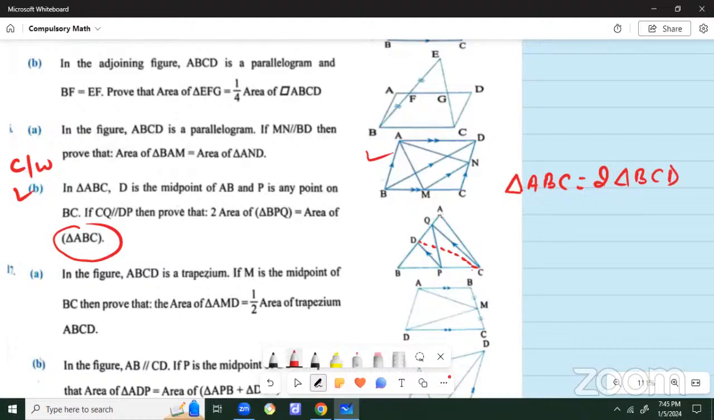Do you have any problem writing this one? Yes, sir. Can we write triangle ABC equals 2 times triangle BCD? Yes, sir, we can. Okay. What next then?